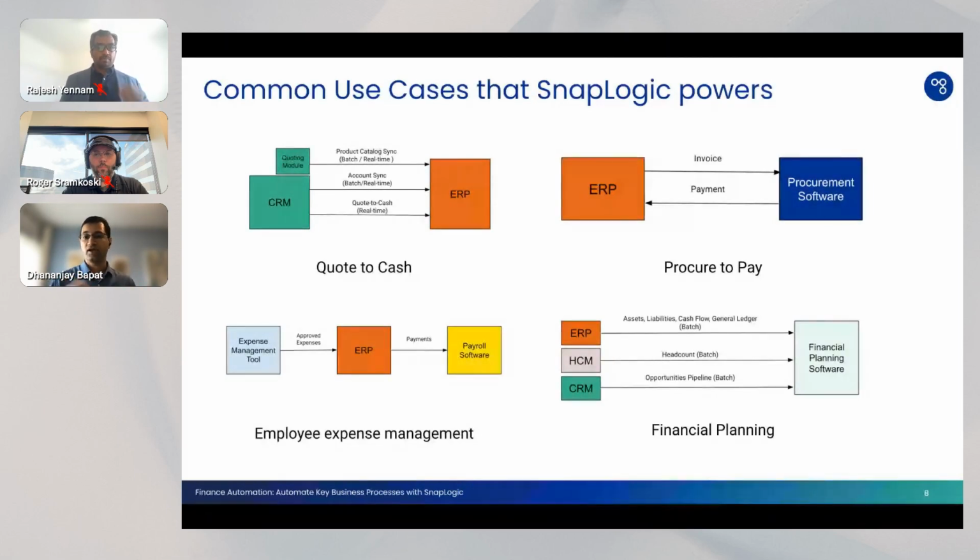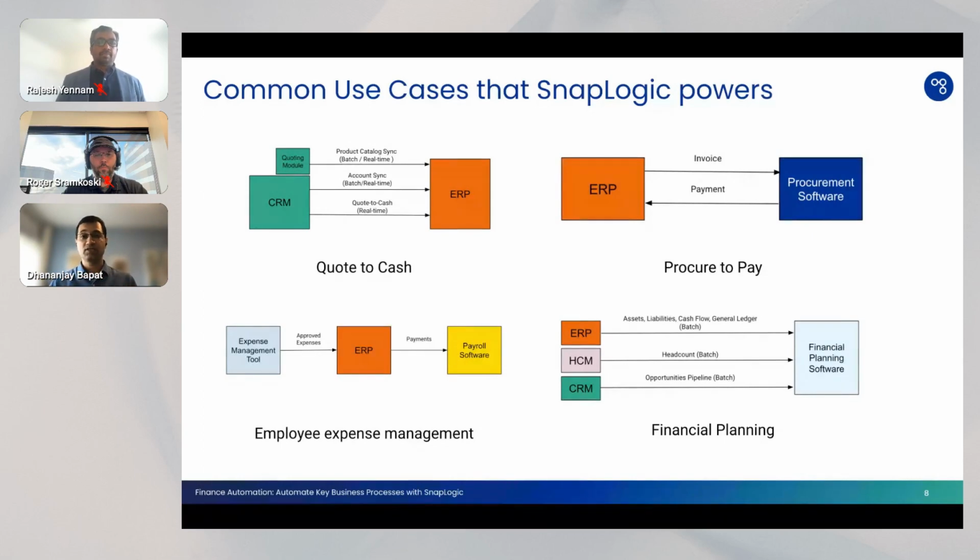Then the second key use case is procure to pay. So invoices are generated from the ERP side, and then the payment is made with systems like Coupa or SAP Ariba. And then that works both ways. So either you are generating invoices for your customers, or maybe a vendor that you work with is generating invoices for you to pay.